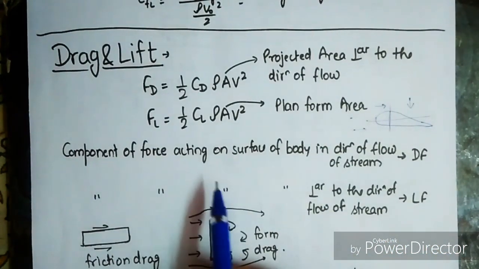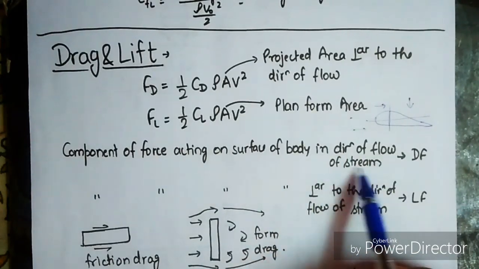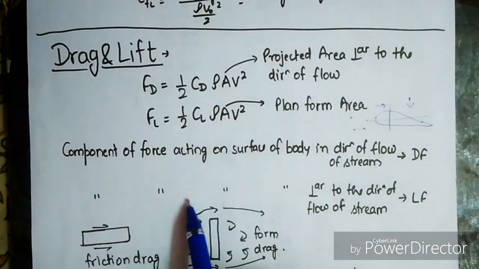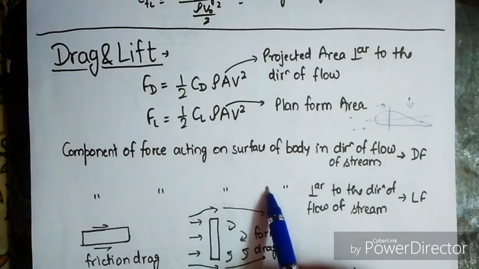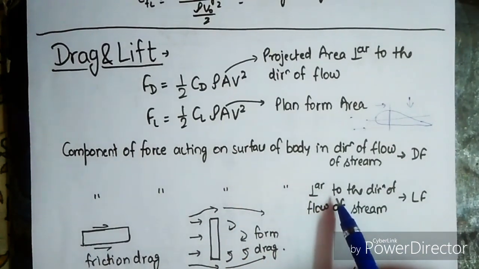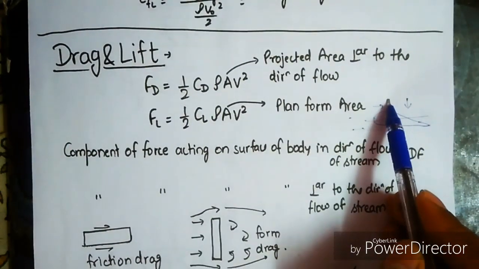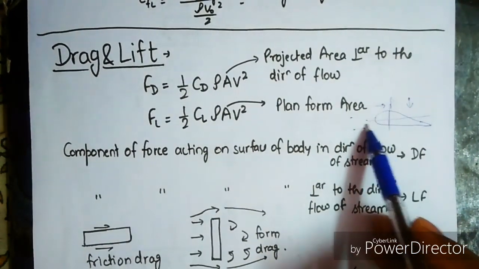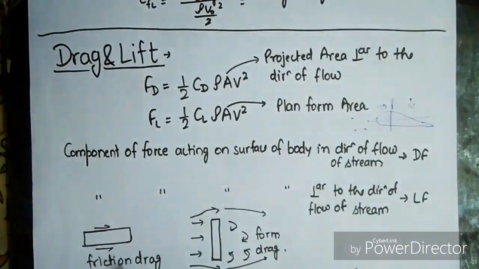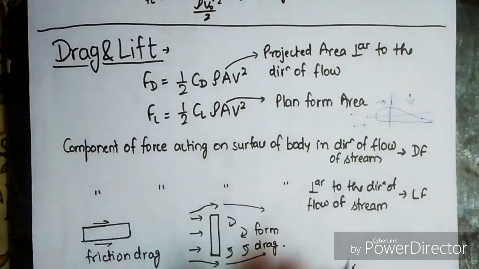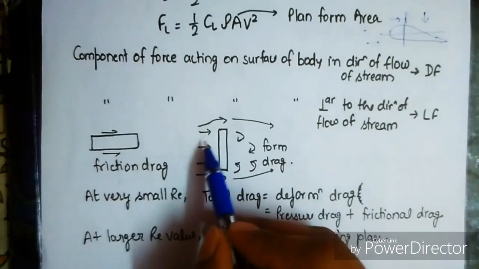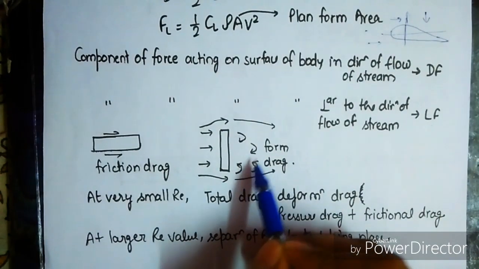Now the component of the force acting on the surface of the body in the direction of the flow of the stream is the drag force, and the component of the force acting on the surface of the body in the perpendicular direction to the direction of the flow of the stream is the lift force, that is upward force. This is the lift force and this is the drag force. Now frictional drag. This is the frictional drag along the surface of the body and this is the form drag. Form drag is like this. This is the eddy formed here.